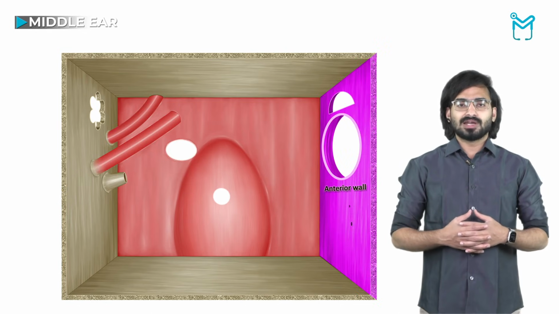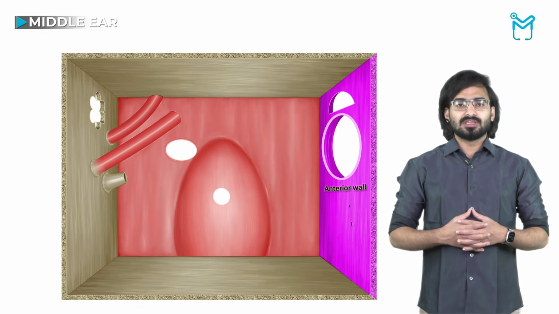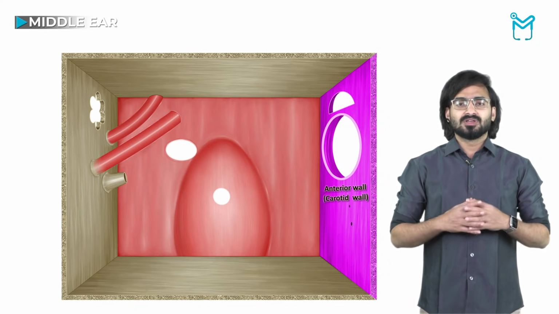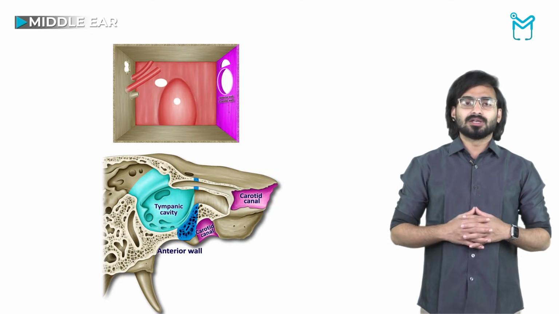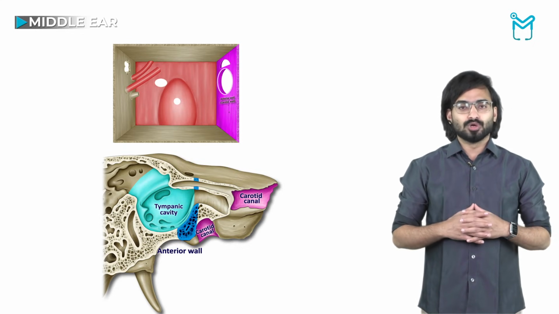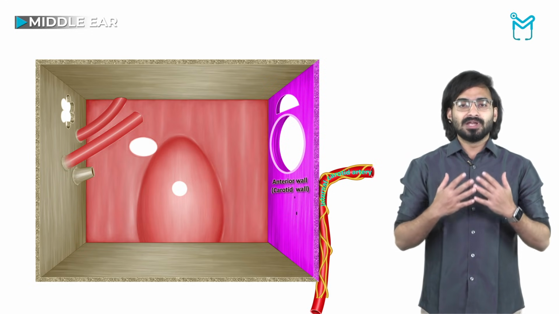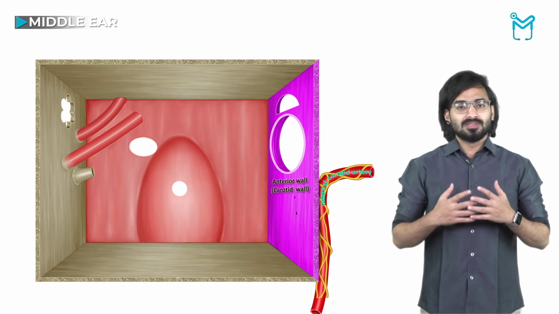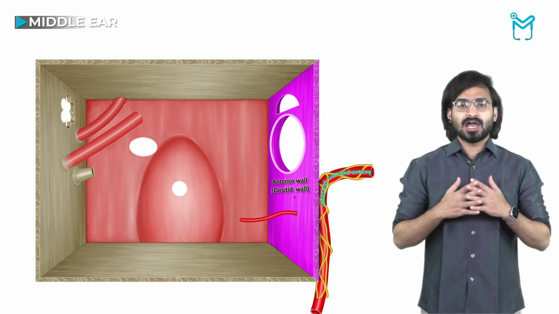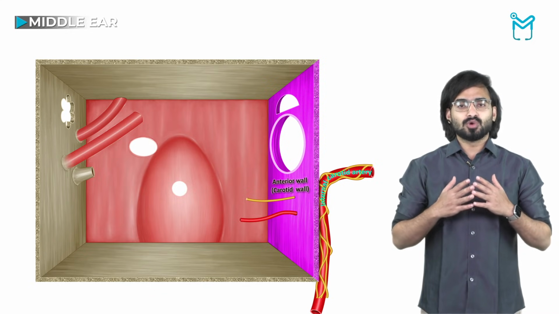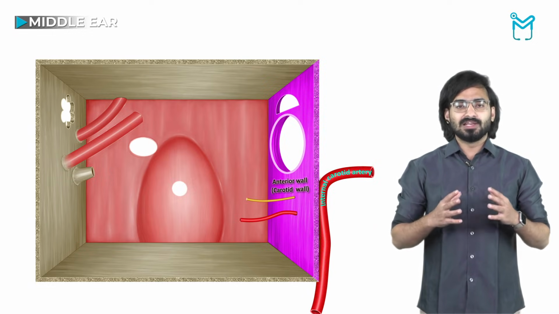After the posterior wall, let's discuss the anterior wall of the middle ear cavity. The anterior wall is also called carotid wall. This wall separates the tympanic cavity from the carotid canal. The carotid canal is a passage of the temporal bone. Through this canal, the internal carotid artery enters the middle cranial fossa from the neck. This wall is perforated by the tympanic branch of the internal carotid artery and deep petrosal nerve. With this, we are done with all 6 boundaries of the middle ear cavity.